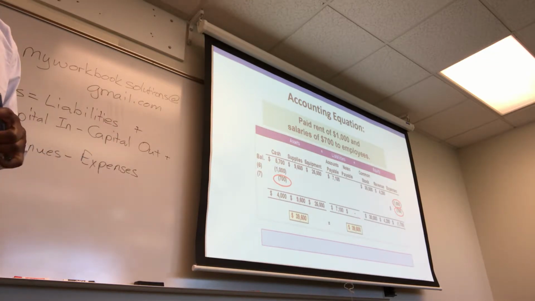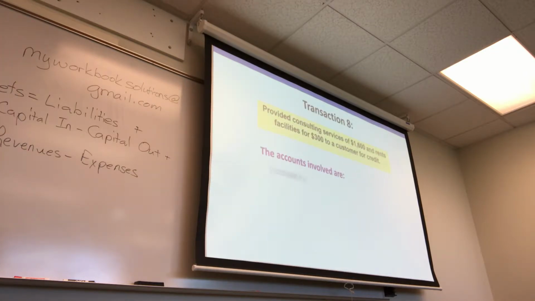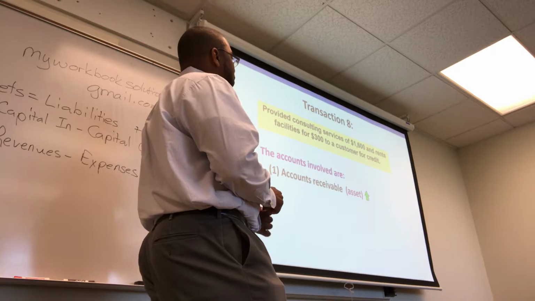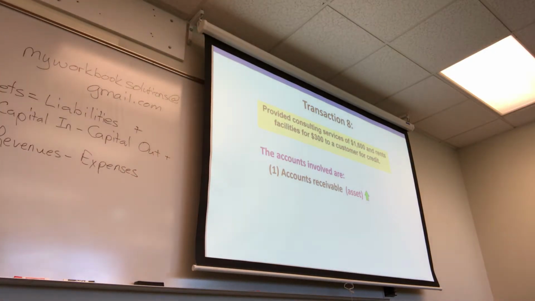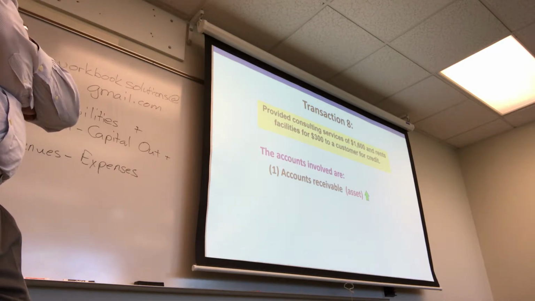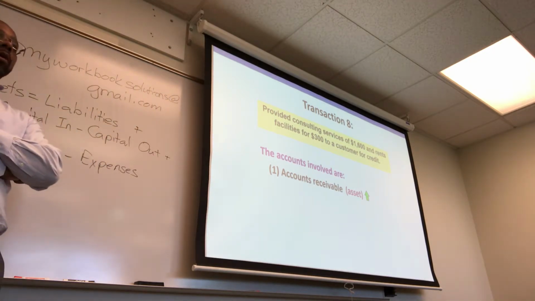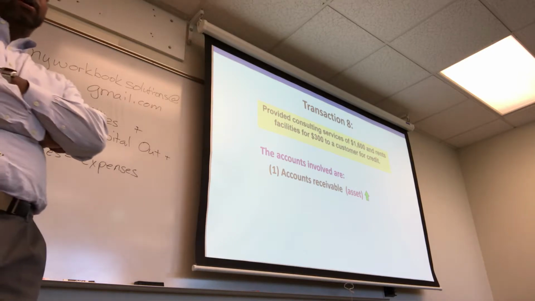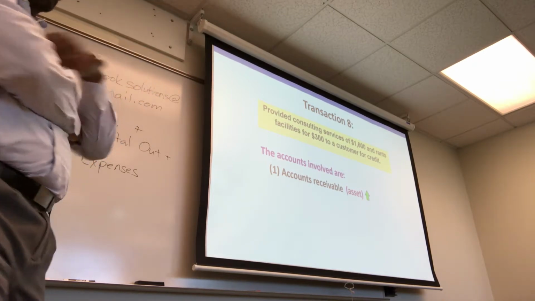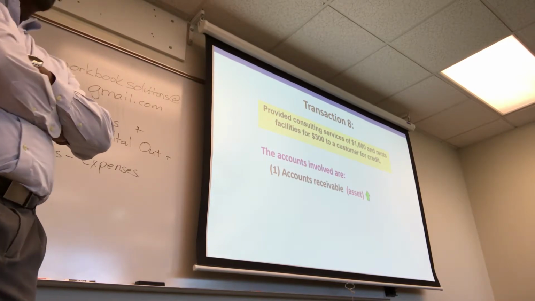So there's its effect. Transaction number A, provided consulting services of $1,600 and rents facilities for $300 to customers for credit. So here they did it on credit. So what do we call that? When we have given them a product or a service and haven't received the money. Accounts receivable, fantastic. So as you see, accounts receivable is an asset. We're going to increase that asset. What else are we going to do?